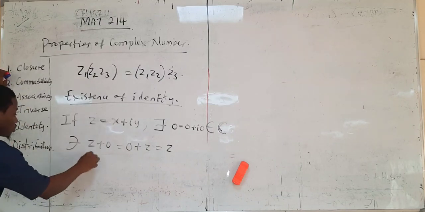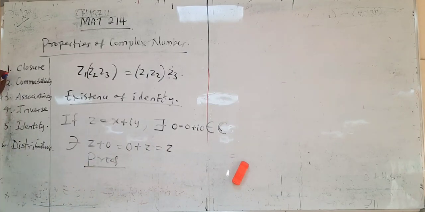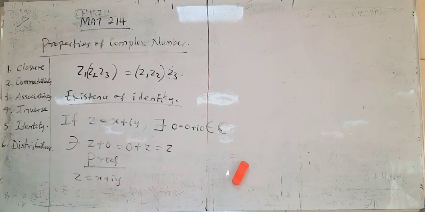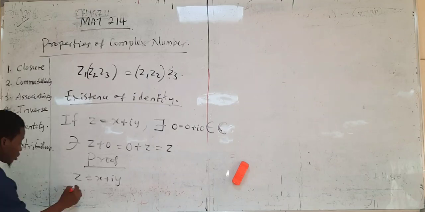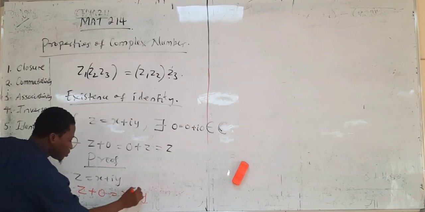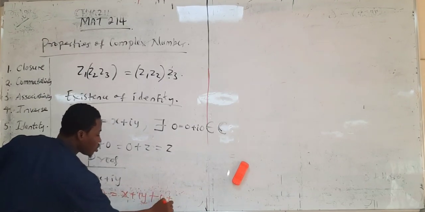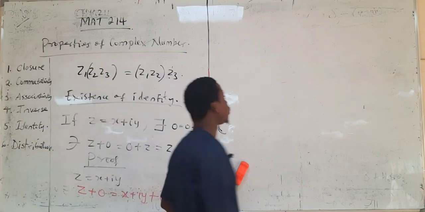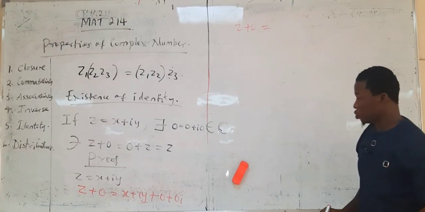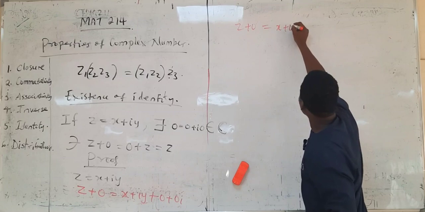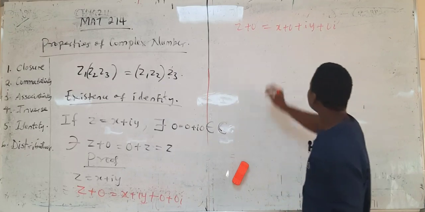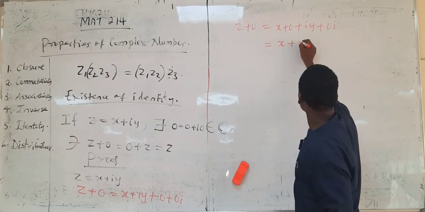We prove that if z is equal to x plus iy, then z plus 0 is the same thing as x plus iy plus 0 plus 0i. So we have z plus 0 equal to x plus 0 plus iy plus 0i, which is the same as x plus iy.